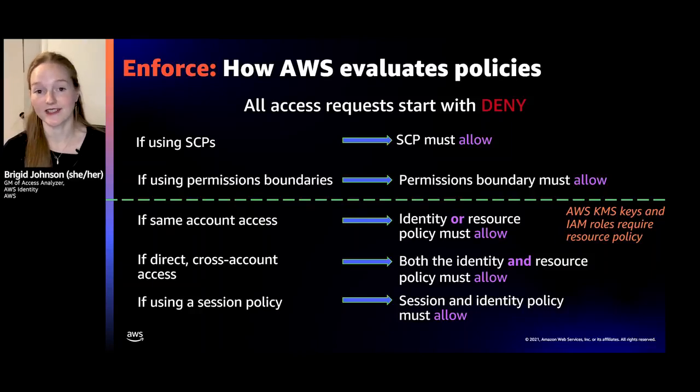For direct cross-account access, both the identity policy and the resource policy must allow. We think about this like the hotel room with the two doors that need to open. The resource policy must say, yep, we're good, and the identity policy must say, yep, we're good, and then access will be granted. And if you're using a session policy with roles, the session policy must allow and the identity policy must allow. All right.